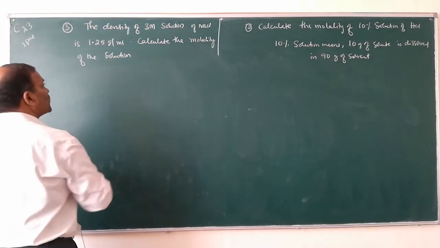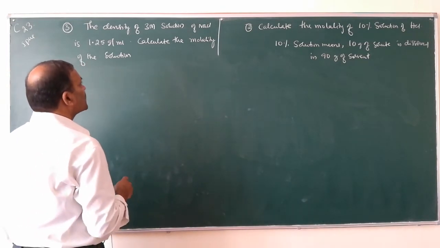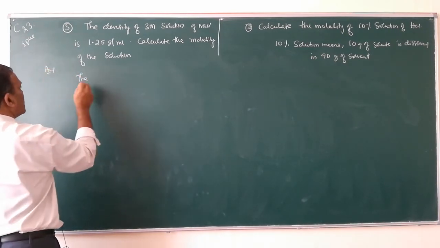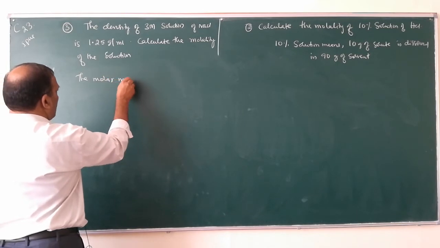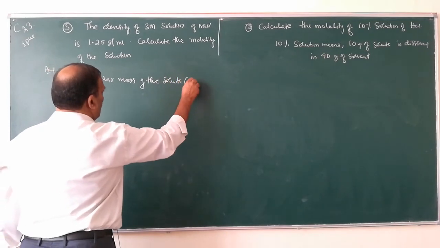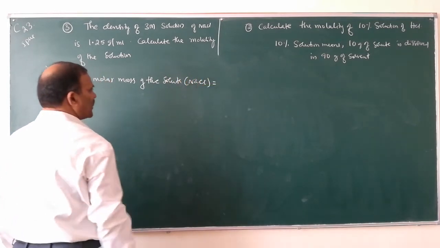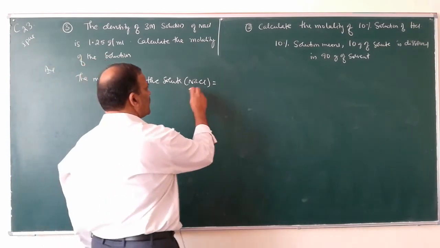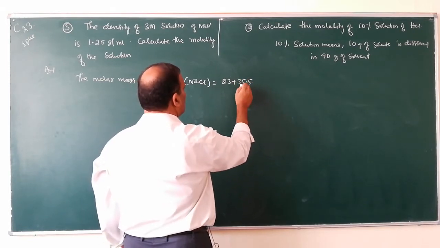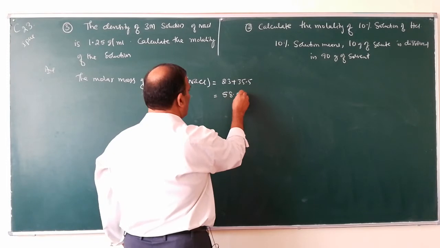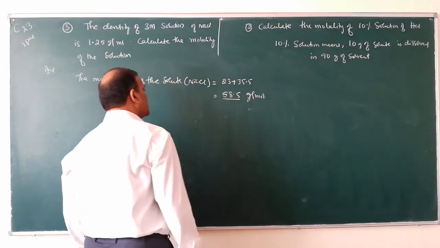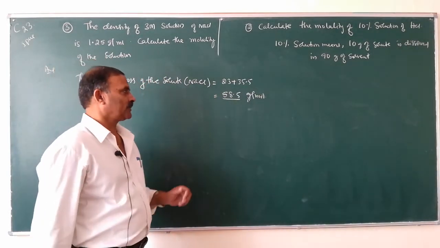So first you have to determine the molar mass of sodium chloride. So the answer is like this. The molar mass of the solute, which is the solute here? Molar mass of the solute NaCl equals atomic mass of sodium, which is 23, plus atomic mass of chlorine, which is 35.5. This equals 58.5 gram per mole. So this is the molar mass of sodium chloride.